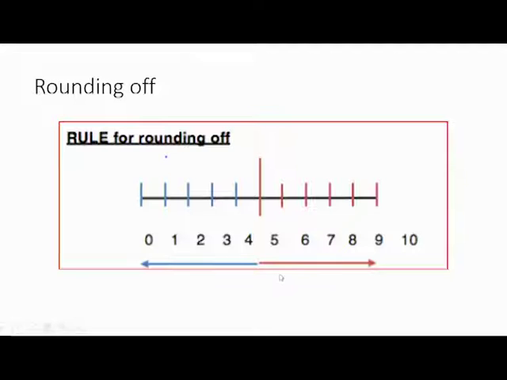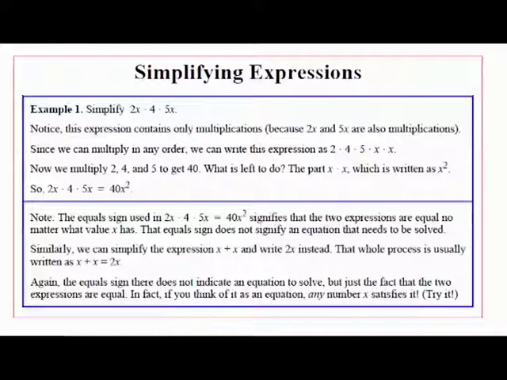Whether it's decimals or anything else, we just look at that. Is it 4 or less, or is it 5 and more? Then you know where to round it off. Okay, now here is also another problem that was encountered in simplifying expressions, algebraic expressions. And here you are given an example. Let's try to follow this example as it is.